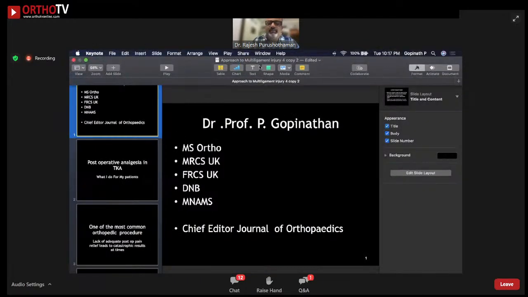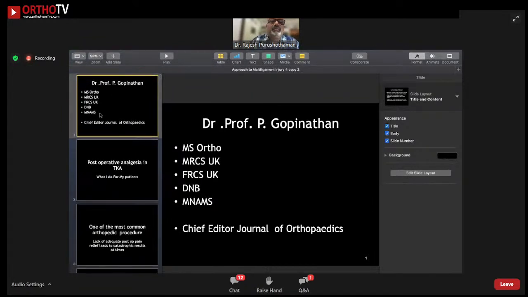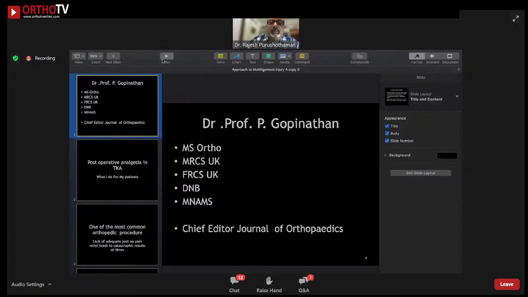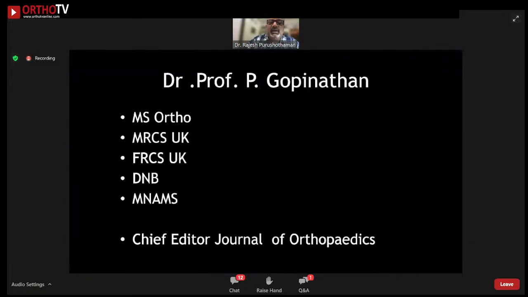Professor Gobinathan was working in Calicut Medical College. We were colleagues, and I consider him almost like my brother. He's the chief editor of a journal of Orthopaedics. He has multiple qualifications, and he was the former president and secretary of the Kerala Orthopaedic Association. Over to you, Gobi.